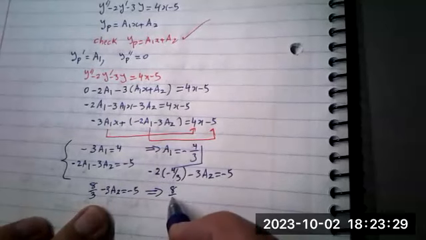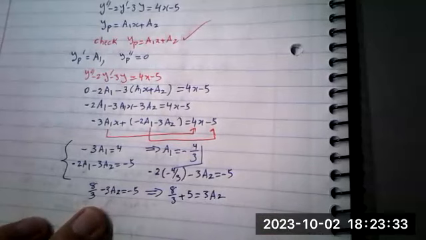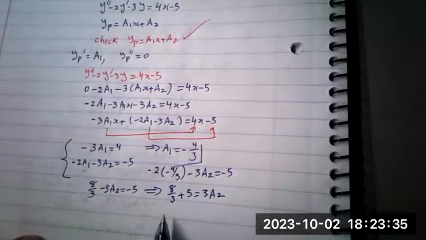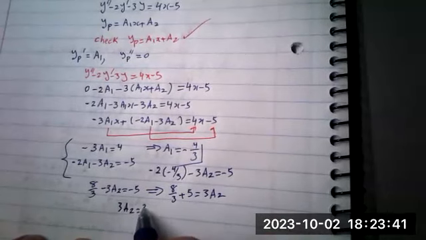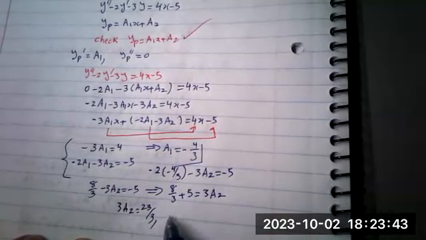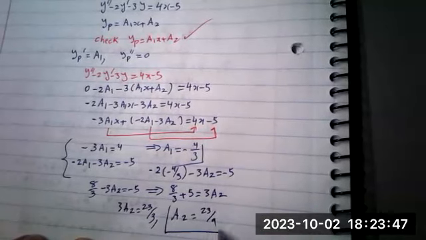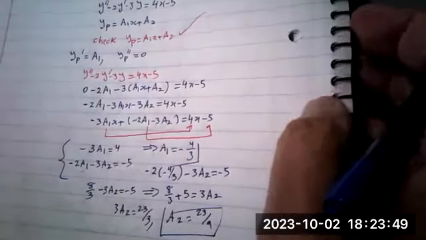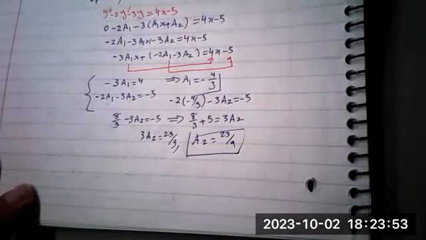So it's going to be 8/3 plus 5 equal to 3a2. 5 times 3, 15. Okay, 15 and 8, that gives you 23. So 3a2 would be 23 over 3. So a2 would be 23/9. So that gives you a2 and a1. So you are going to get the first one, yp1. Okay, we substitute the yp.